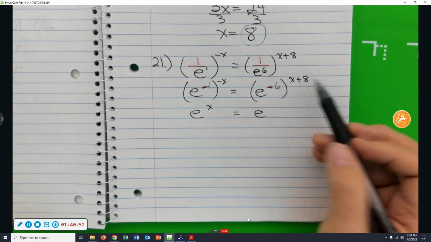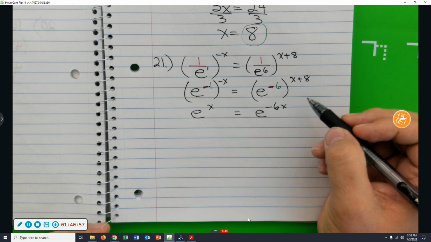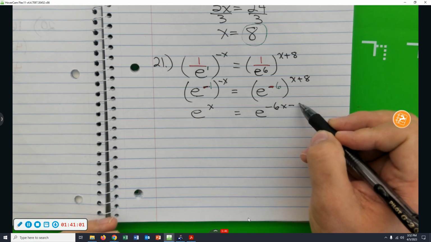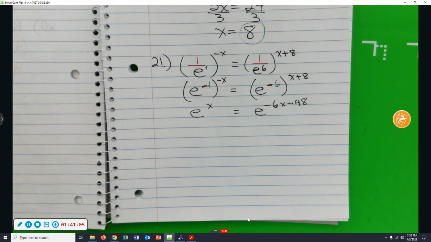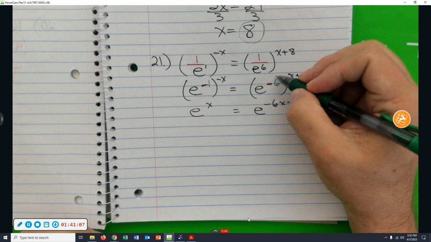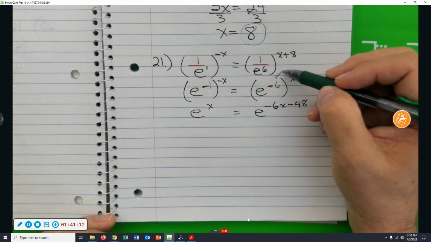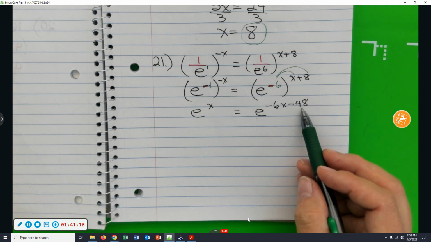Here, negative 6x. Keep going. And negative. Yes, it's negative 48, I agree. You took the negative 6 times x, that gave us the negative 6x. You took the negative 6 times a positive 8, that gave us that negative 48.